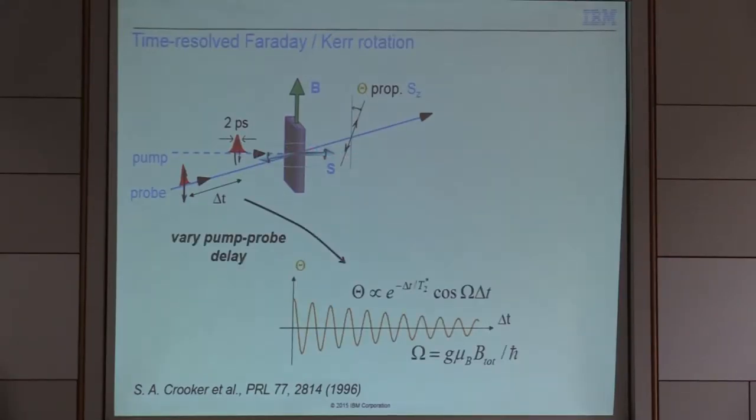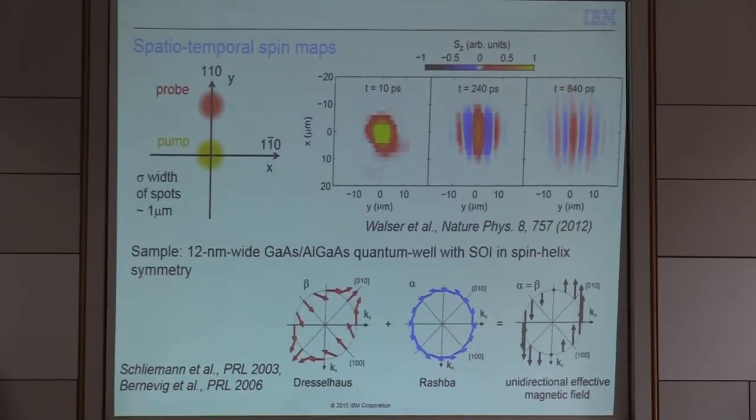So by changing the delay, we can then map the dynamics of the spin, and by spatially focusing our laser beams onto our sample, and by scanning the separation between pump and probe, we can map out also the spatial information of our spin diffusion. So we have a sigma width of spots of about 1 micrometer. We can scan the probe with respect to the pump. And you see here an example of maps of spin polarization that we obtain at 3 different times after local injection of spins in the center.